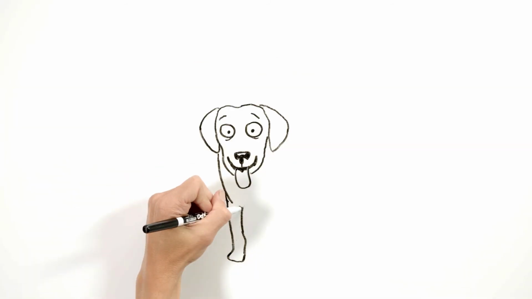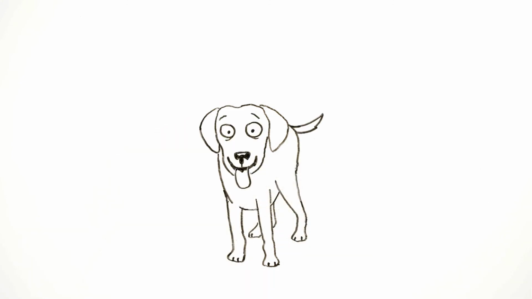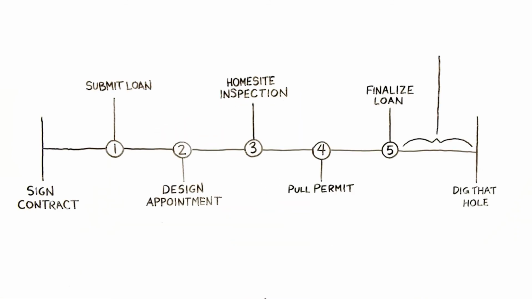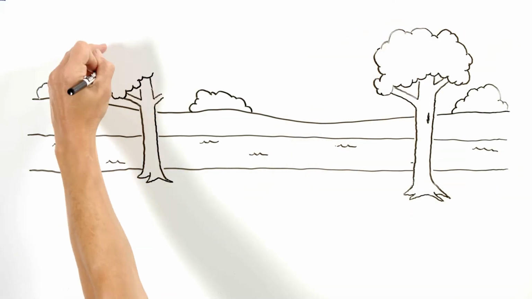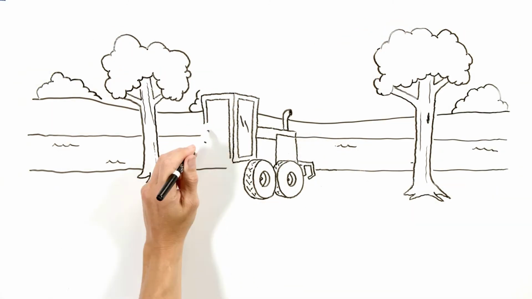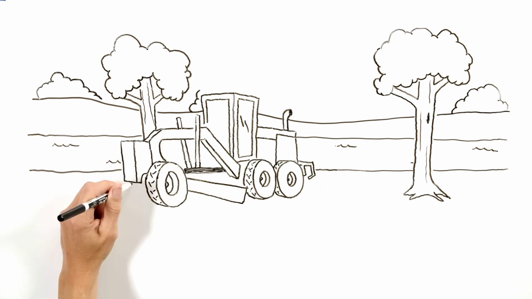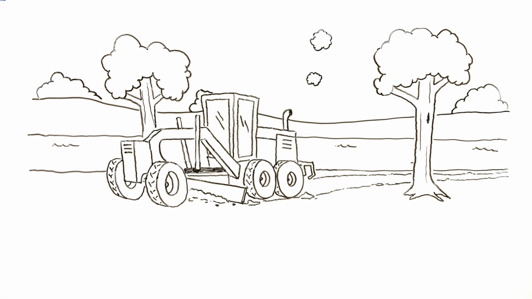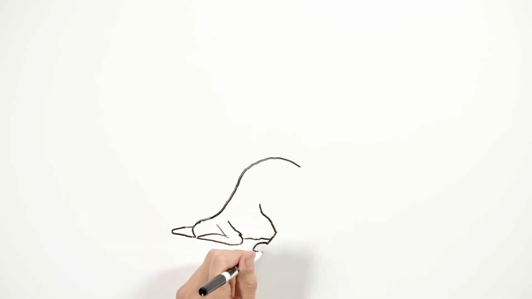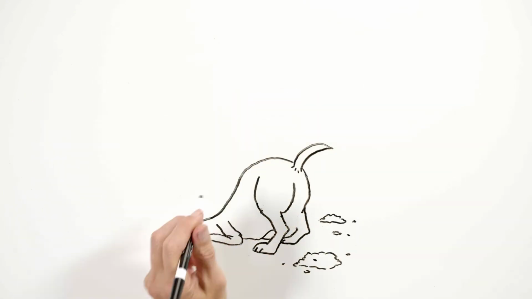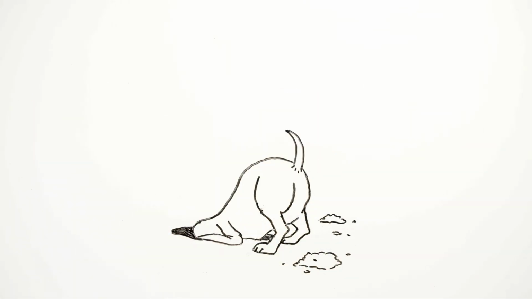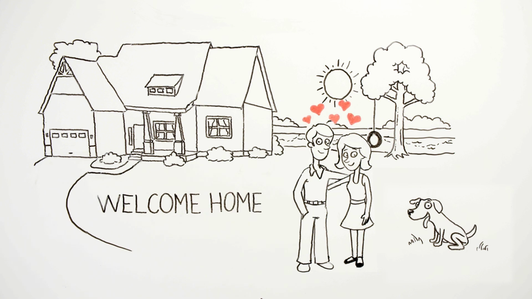Once the loan is closed, the title is recorded, and it's official. Now lot preparations begin, like constructing driveways and swales and removing trees. We'll recommend someone to do this and help with the scheduling. There's only one thing left to do. Dig a giant hole and fill it with your new home.